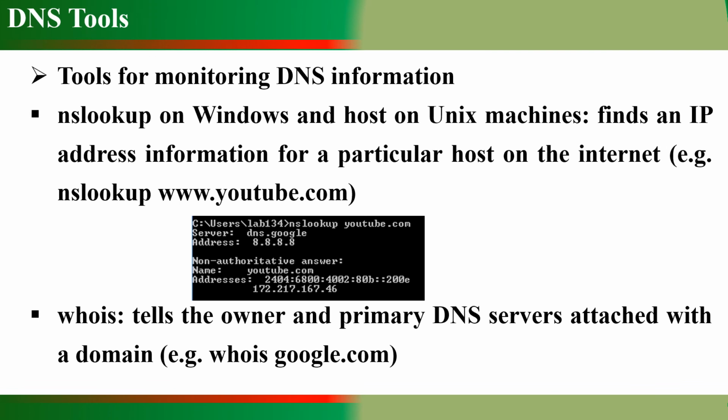Next, DNS tools. Various tools are used for monitoring DNS information. For example, NSLOOKUP on the Windows operating system and host on the Unix operating system find IP address information for a particular host on the internet. For example, we can find the IP address of the domain name yahoo.com with the help of the NSLOOKUP tool. The next tool is Whois. It tells the owner and primary DNS server attached with a domain.